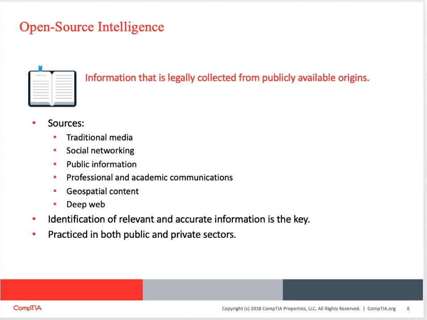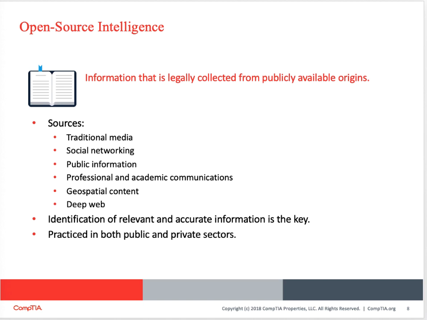All right, so OSINT, open source intelligence, is information that is legally collected from publicly available means. Some of these sources can include traditional media like newspapers, television, the radio, social networking, Twitter, Instagram, YouTube, public information. So, public information would be things like legal documents, government reports, professional and academic communications could be some of it.